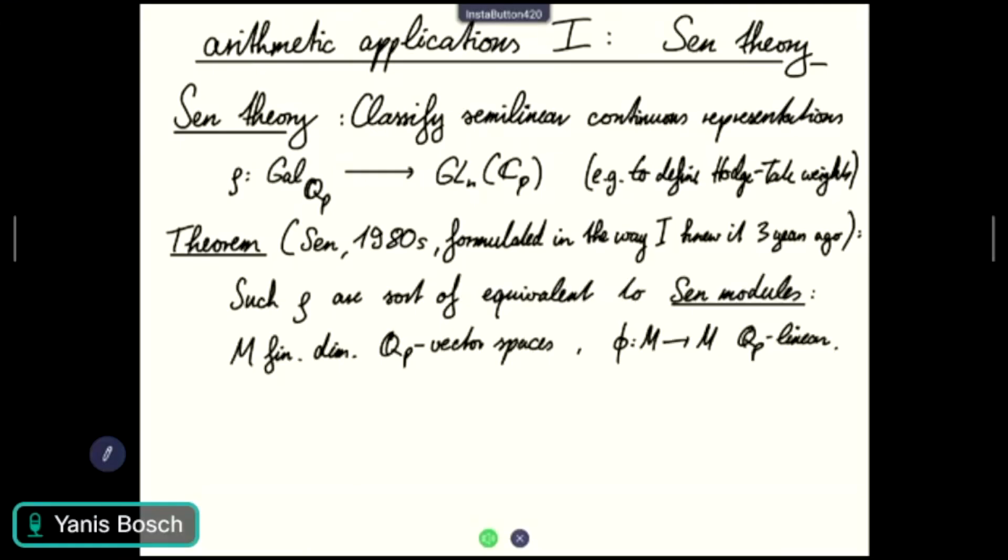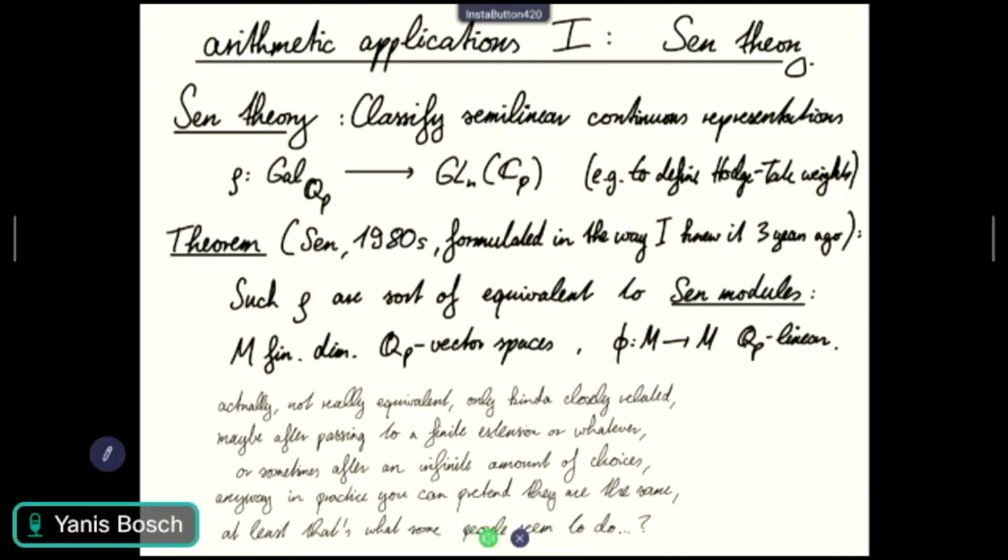And then there's Zen modules, which are much easier. Namely, they are simply finite dimensional QP vector spaces. Those we can understand. And then there's just an endomorphism on this vector space. But the thing is, they aren't actually equivalent. Zen proves they are not.